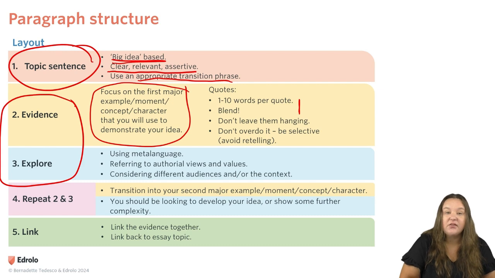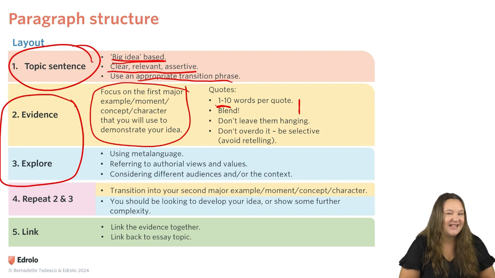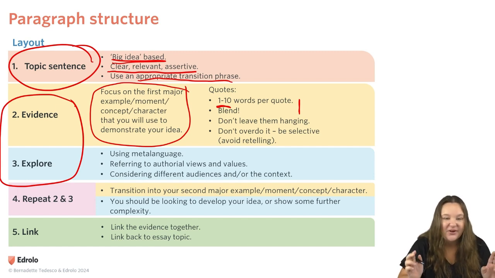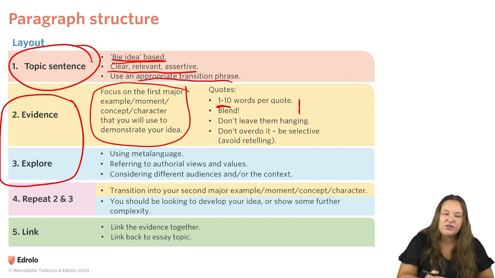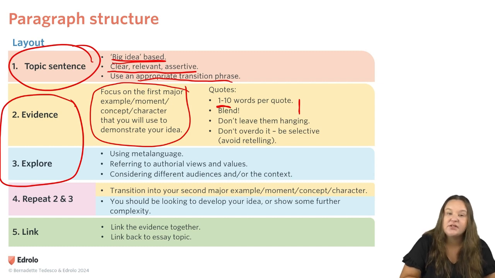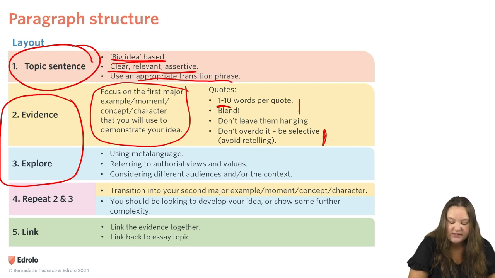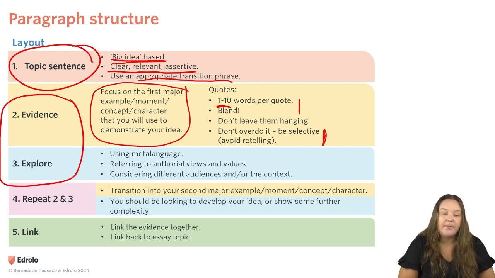Now, if you are going to have a quote that is only 1 word long, then you need to make sure that it is a keyword, not just a generic word or a character name. It has to be something really specific to the text. You want to make sure that whatever quote you put in, that you don't leave them hanging. What that means is you don't just insert a quote without leading into it, and you don't just put a quote in without exploring it. Every time you use evidence, you should explore that evidence. And don't overdo it. You need to be selective with your quotes.